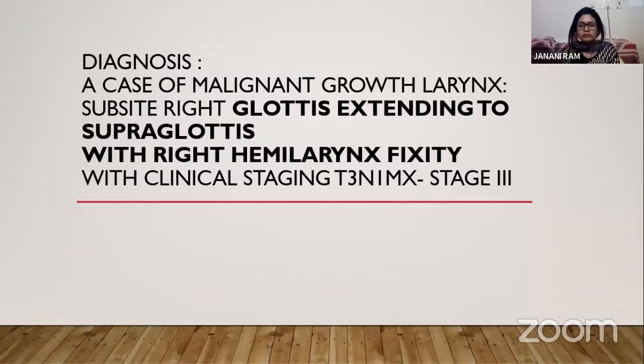How do you prevent this with respect to the IJV? If you want to retain it, what surgery do you do? You can go for a modified radical neck dissection, type 1, 2, or 3. In type 1, we preserve the spinal accessory nerve. In type 2, we preserve the spinal accessory nerve and the IJV. Type 3, or functional neck dissection, is where the spinal accessory nerve, IJV, and sternocleidomastoid are preserved.